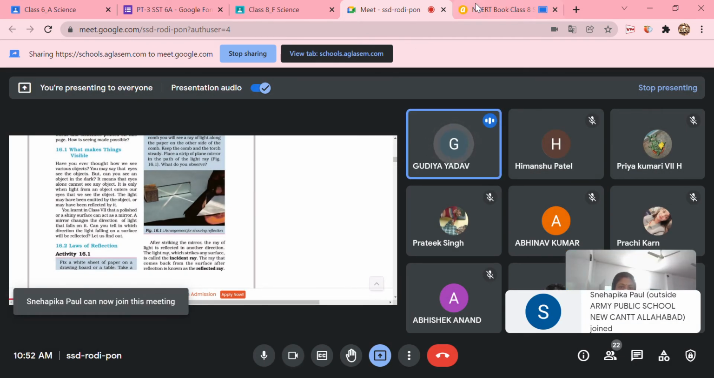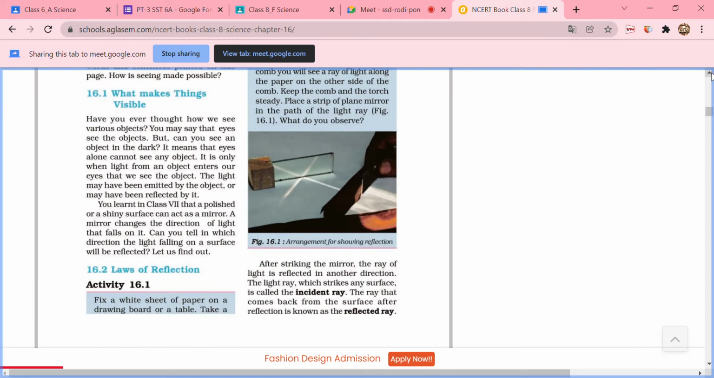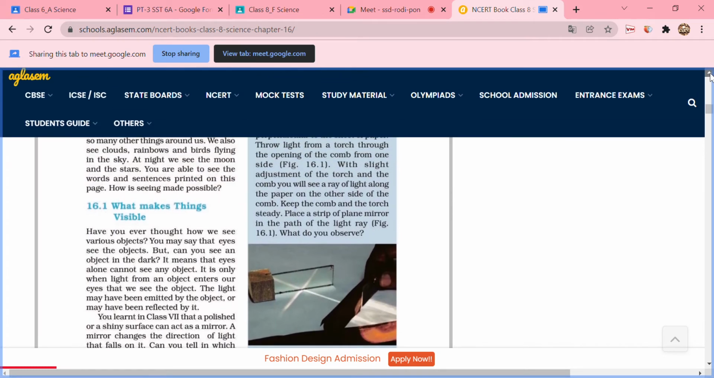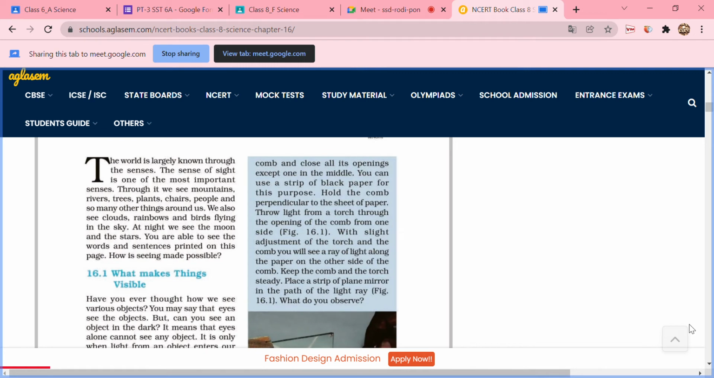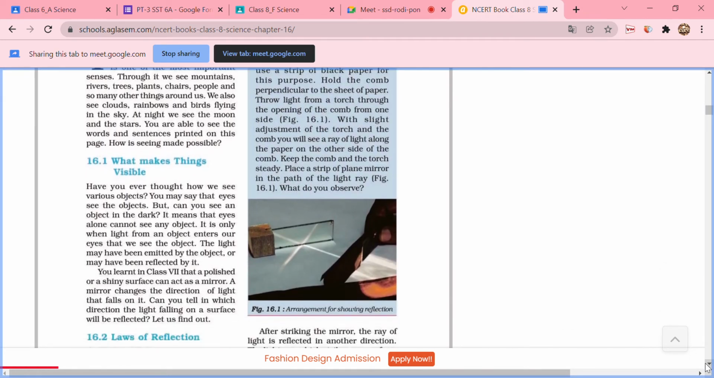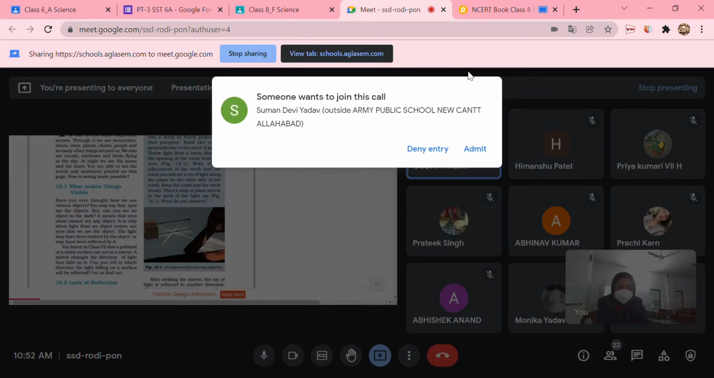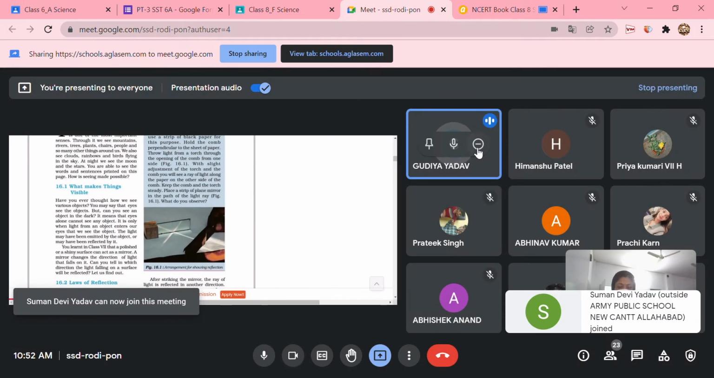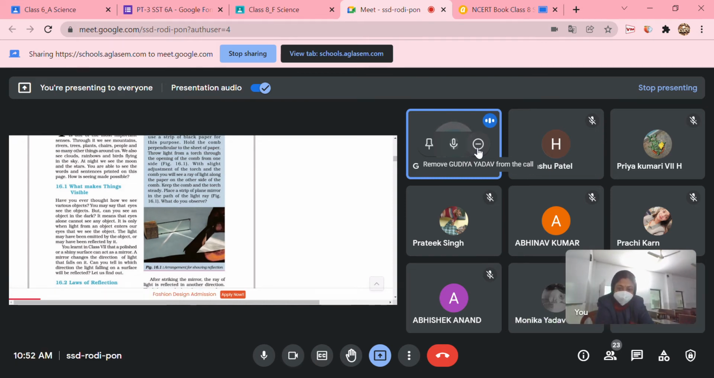Laws of reflection. Activity 16.1. Fix a white sheet of paper on a drawing board or a table. Take a comb and close all its openings except one in the middle. You can use a strip of black paper for this purpose. Hold the comb perpendicular to the sheet of paper. Throw light from a torch through the opening of the comb from one side.